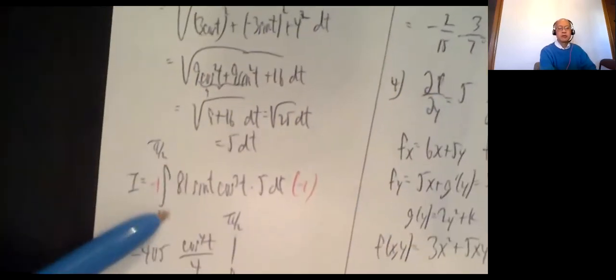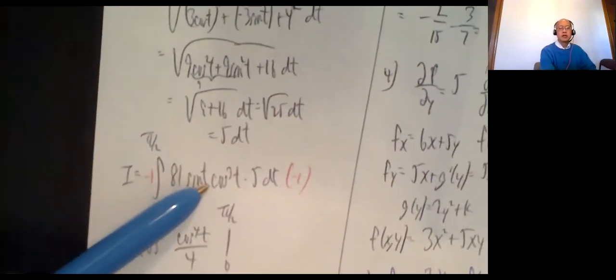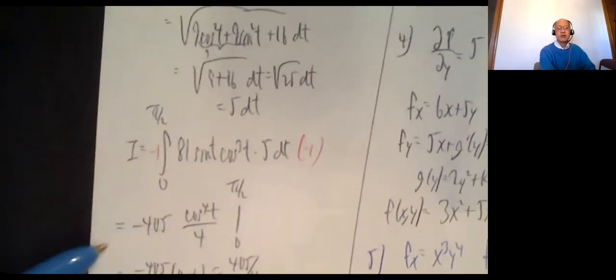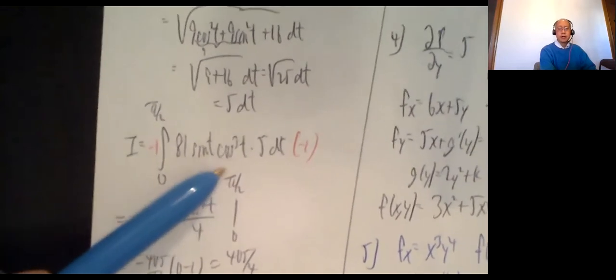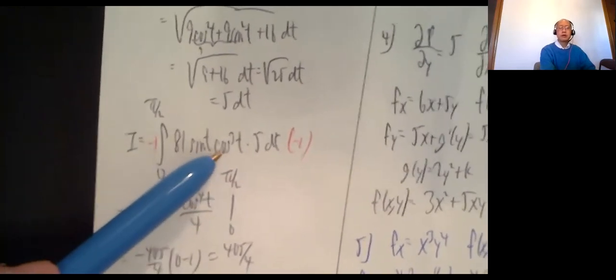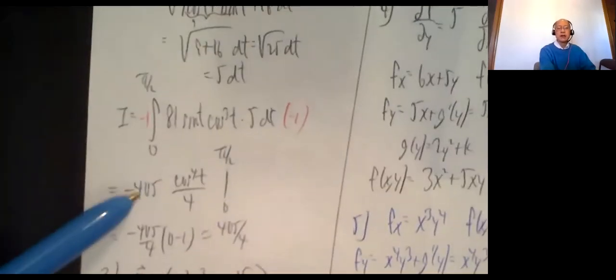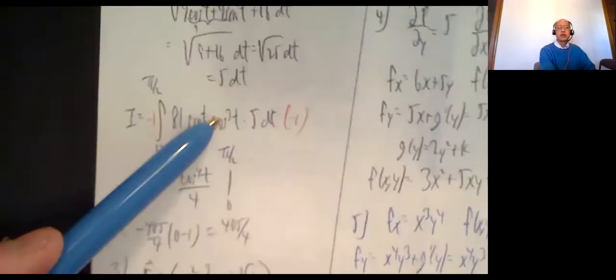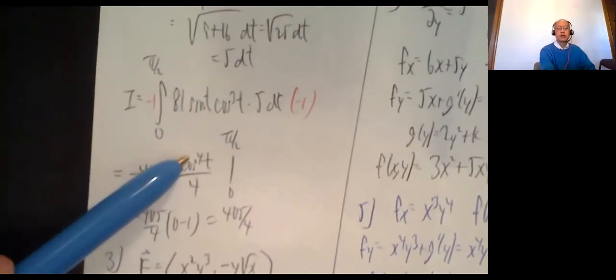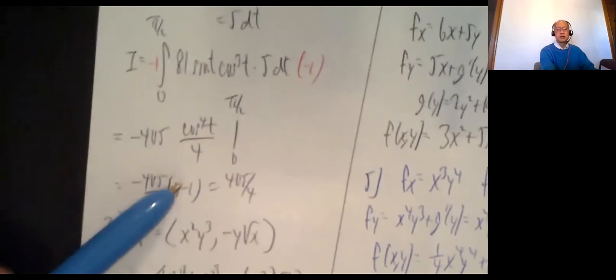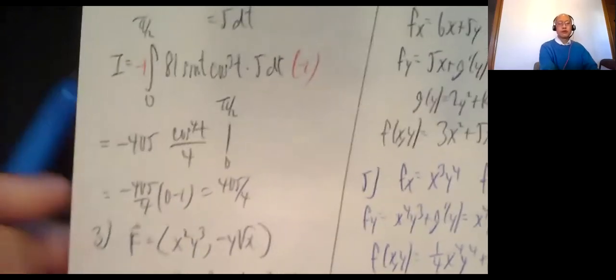So I'm integrating from 0 to pi over 2. 81 sine t cosine cube t times 5 dt. Take out the 81 times 5, which is 405. Use substitution, let u be cosine. Du is negative sine, so negative 1 inside, negative 1 outside. Negative 405 u cubed, so u to the 4th over 4, cosine 4t over 4. Negative 405 over 4. Cosine pi over 2 is 0. Cosine of 0 is 1. Cube it, it's still 0 minus 1. 405 over 4.